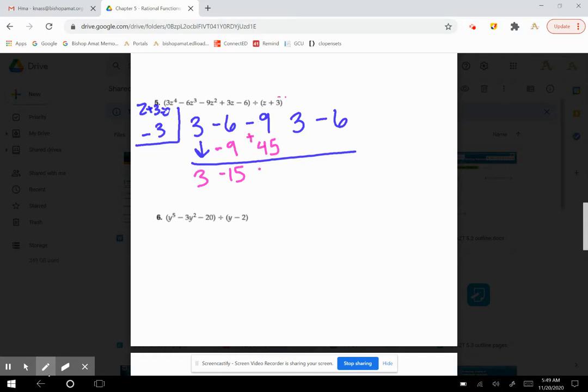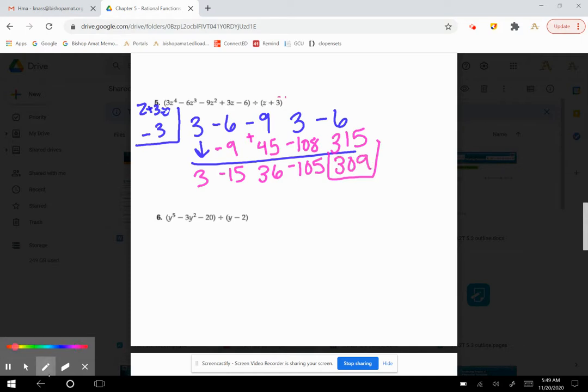-9 plus 45, 36. 36 times 3 is 108. Then you get -105. -105 times 3 is -315. -315 minus 6, your remainder, is -309.